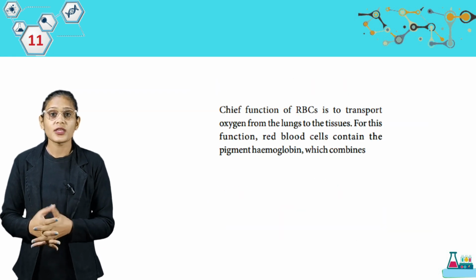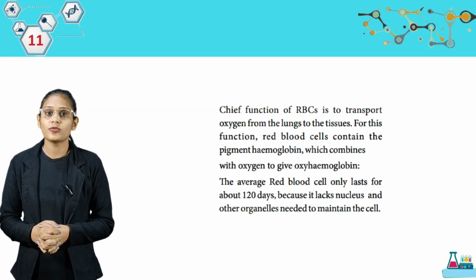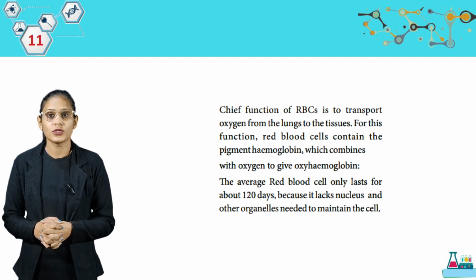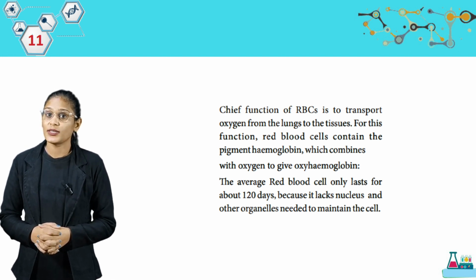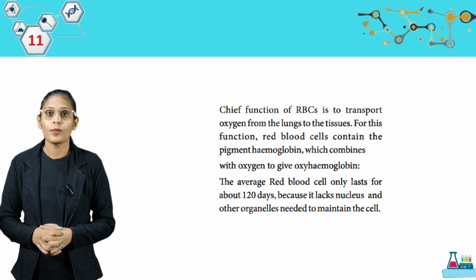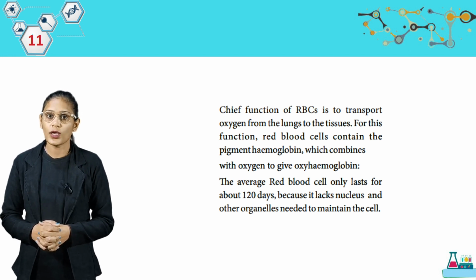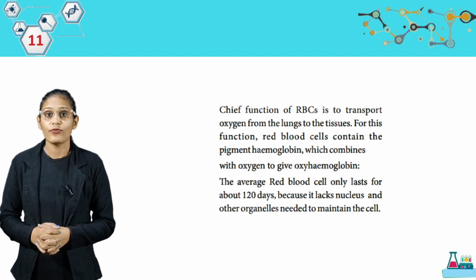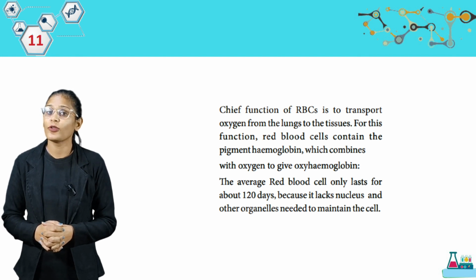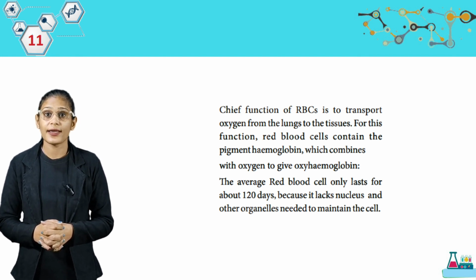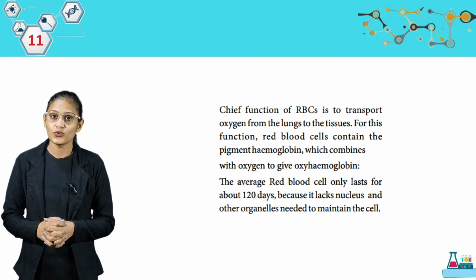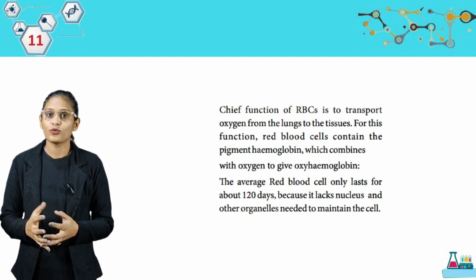Now we have, the chief function of RBCs is to transport oxygen from the lungs to the tissues. For this function, red blood cells contain the pigment hemoglobin which combines with oxygen to give oxyhemoglobin. The average red blood cell only lasts for about 120 days because it lacks a nucleus and other organelles needed to maintain the cell. So students, RBC का life span 120 days होता है.